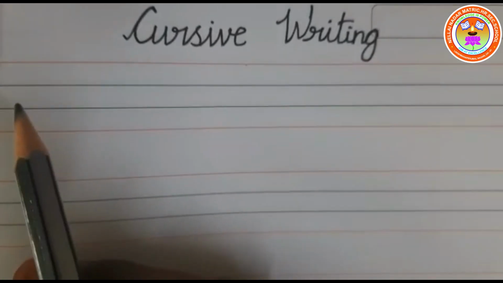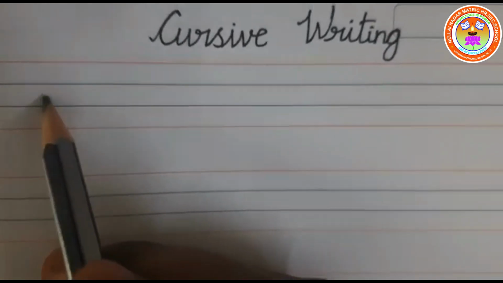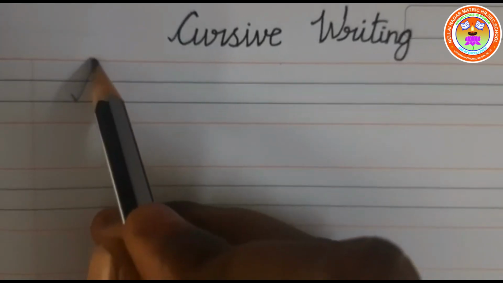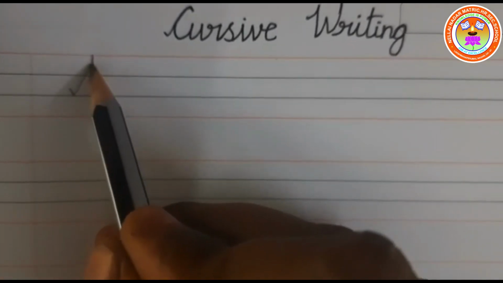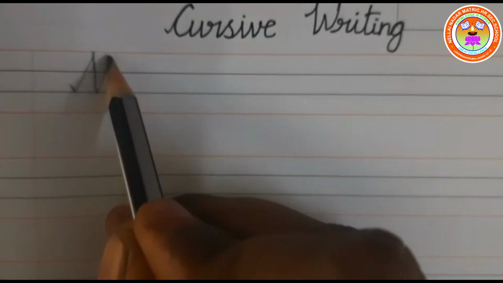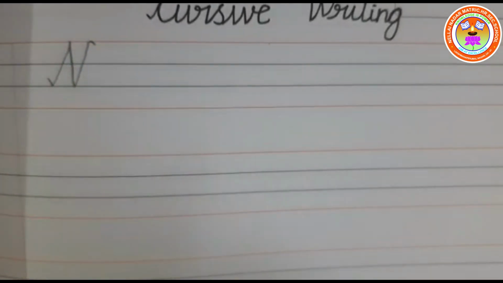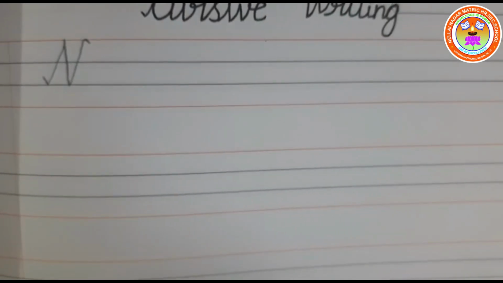To write capital letter N, keep your pencil in the middle of these two blue lines and put a long tick. Okay, long tick, slanting line, another slanting line, go up, touch the first red line and put a tail. This is capital letter N.